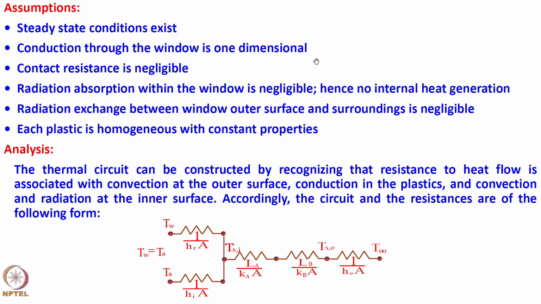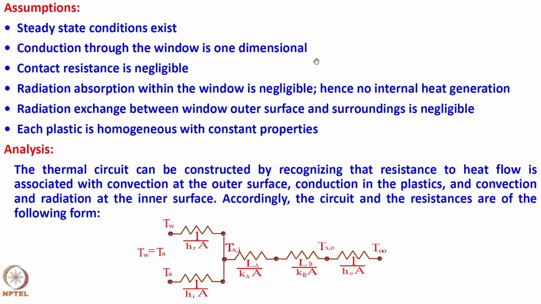Radiation absorption within the window is negligible, so no heat generation. What does this mean? Absorption means I supply energy to something by radiation. For example, I keep foodstuff or a plastic material in the sun. It will eventually take in the heat, absorb the heat, and that will also have to come out. We are not talking of that kind of situation where there is absorption of radiation energy by the window. So, whatever is coming in by radiation is also going out by convection.